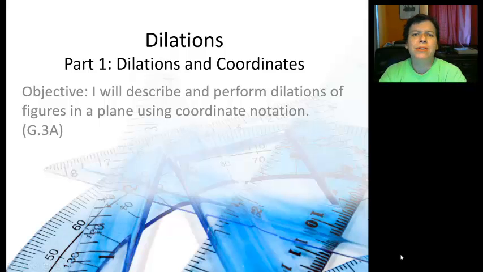Why don't scale factors die early? Because they dilate. Get it? Dilations, dilate. Anyways, what is a dilation?